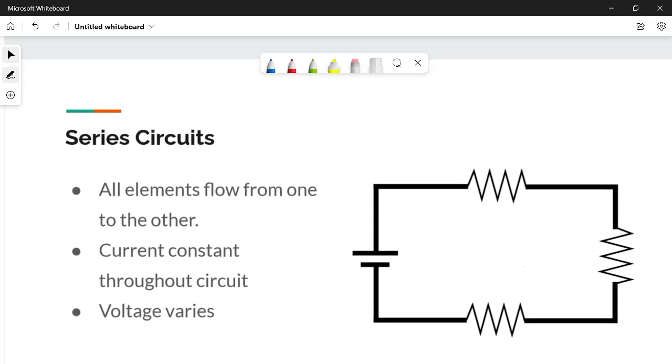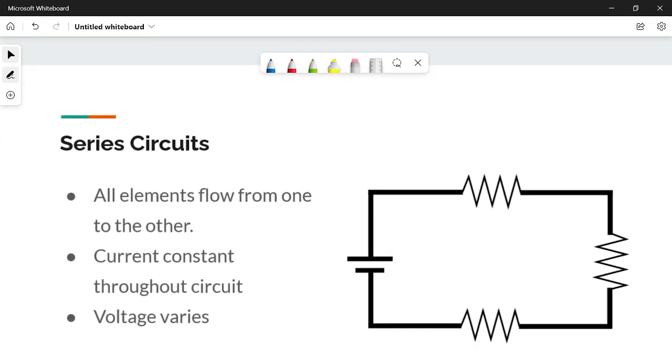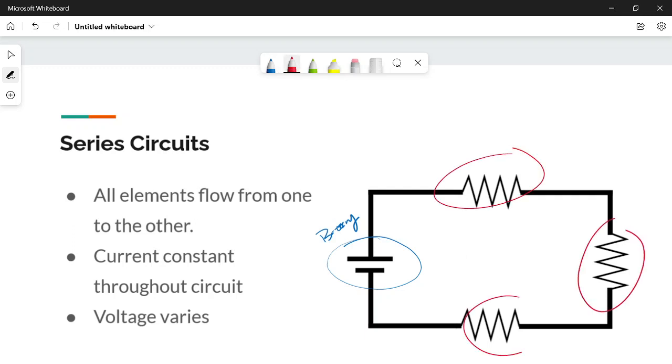So jumping into series circuits, basically all of the elements are lined up in a series. Here, since we're just barely starting, this symbol is some sort of a battery or maybe just some sort of voltage source. And each of these guys here, these are all resistors. That's what that symbol means when you see them.